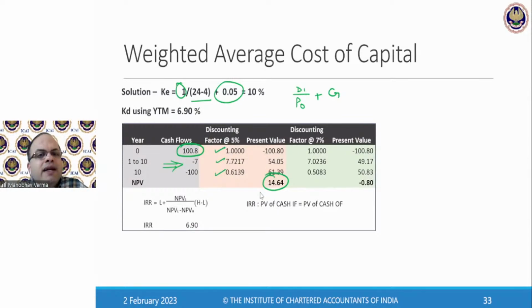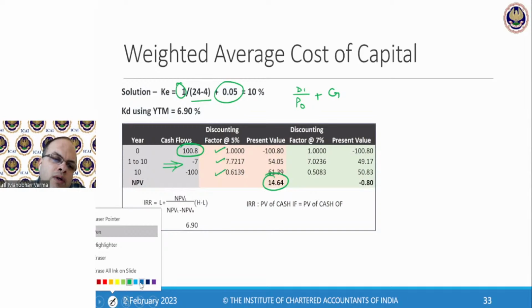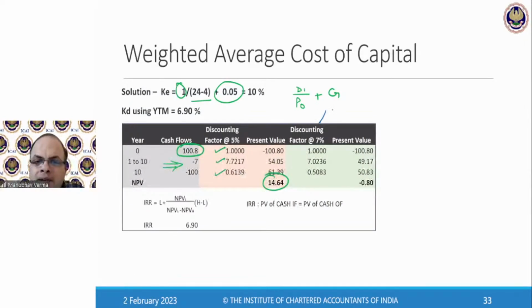And hence, since we are getting a positive NPV, for the negative NPV, we will take a higher rate. We take a higher rate. We again discount these cash flows. Now, this time we decided to discount these cash flows by 7%. Second rate has to be a higher rate, guys. And look at that. What do we get? A discounted amount of minus 0.8. We get a minus 0.8, guys.